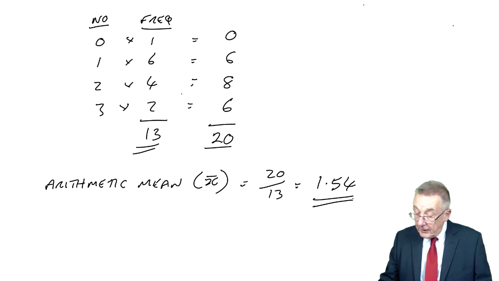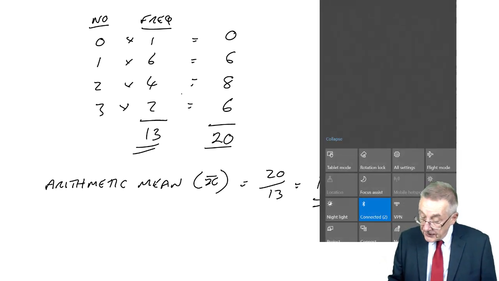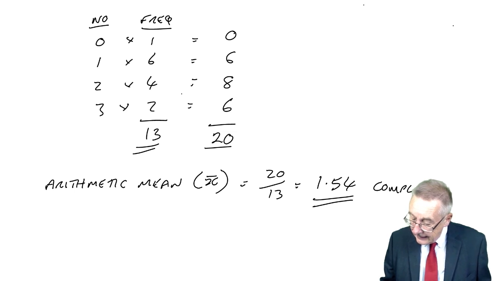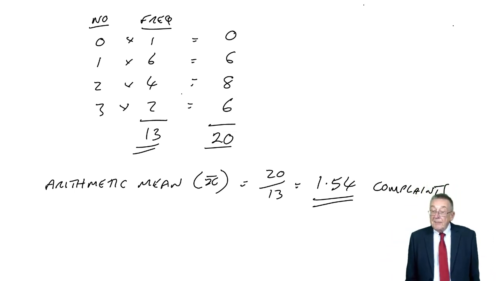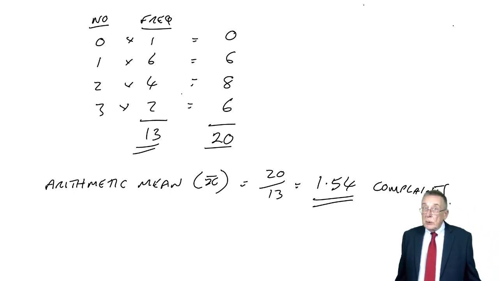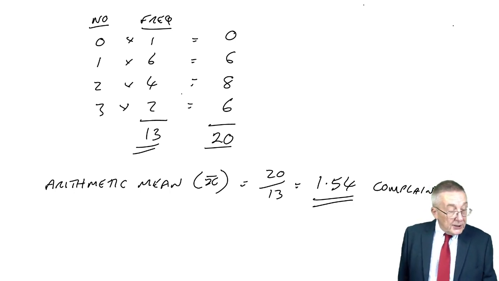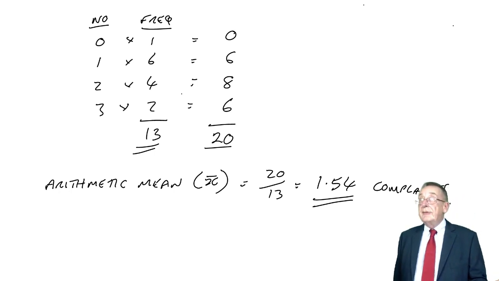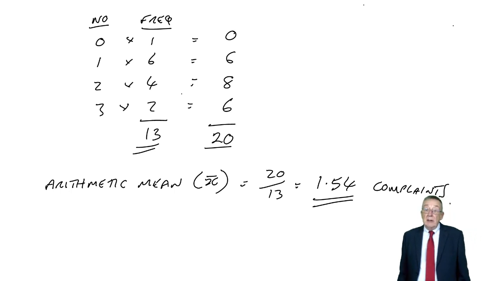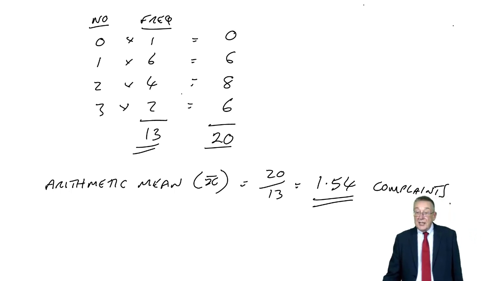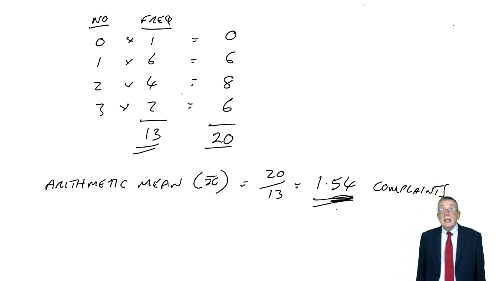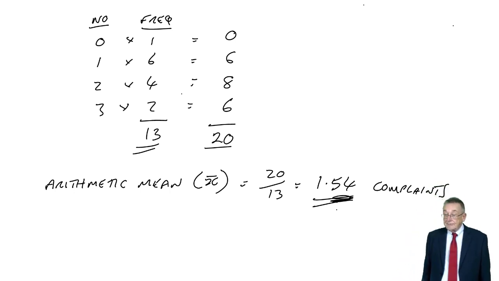So that's the average number of complaints, 1.54 complaints, the arithmetic mean. Now, a couple of things there. One is some people get very upset about rounding. It actually comes to 1.53846. In the exam, most things like this you would round to 2 decimal places. If they want different, it will be made clear in the question.